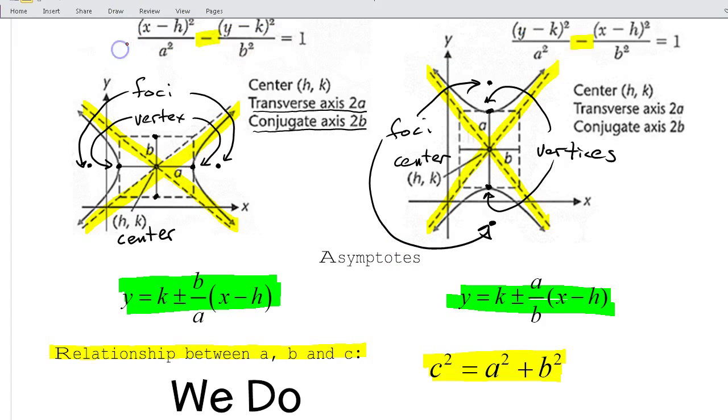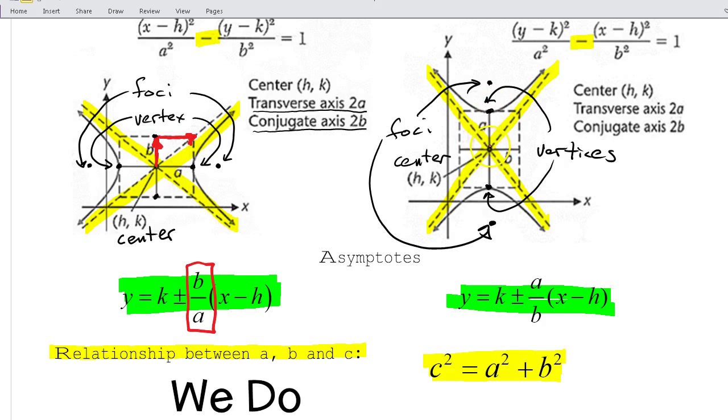So personally, I never remember which is b over a and which is a over b. I always use my graph. So if I look at my central rectangle here, if I want to look at the slope of this line, we always do rise over run. So I'm going to go up b, that would be my rise, and I'm going to go over a, that would be my run. So my rise over run would be b over a, which is my slope here, b over a.